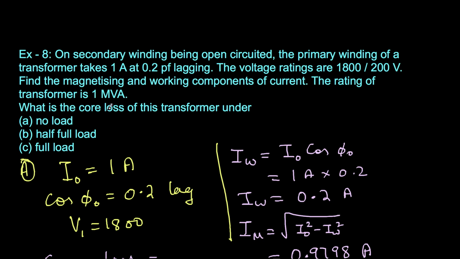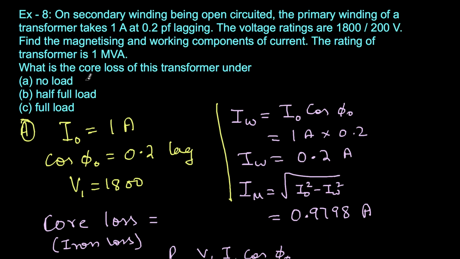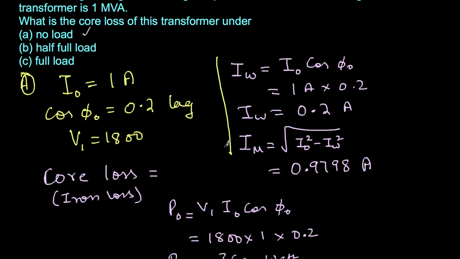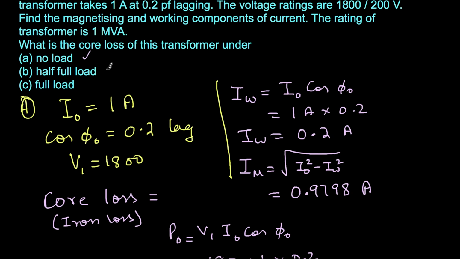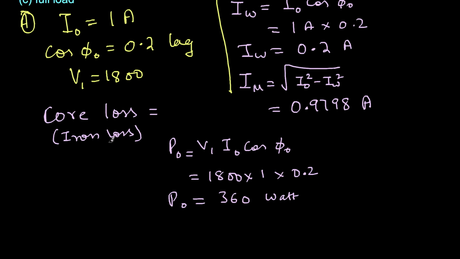But the question is, what is the core loss? In fact, this is actually asked: core loss of transformer under no load. So this I have calculated. Under no load, the core loss we got is 360 watts. Now what about half full load? Now you look at this, while the load is changing, what will happen to the core loss? So core loss is completely because of the heating of the core.